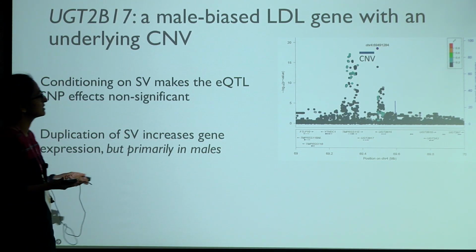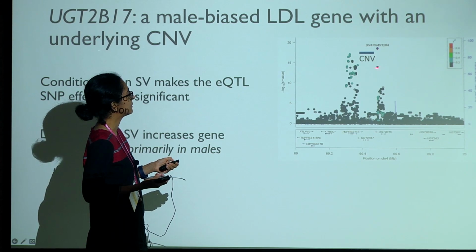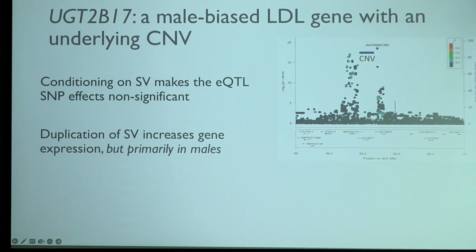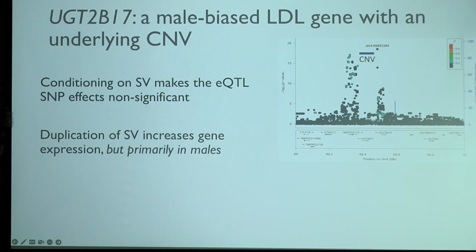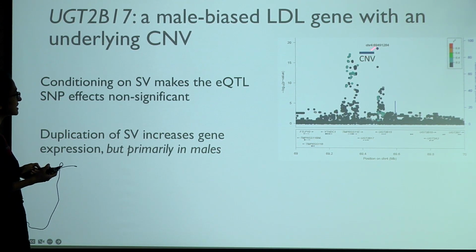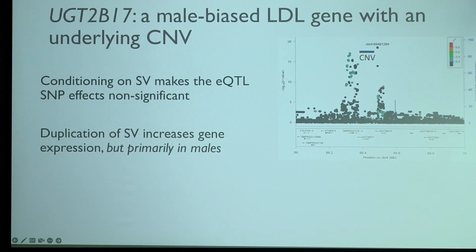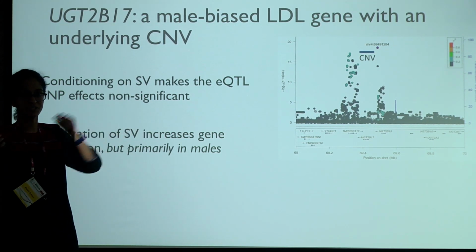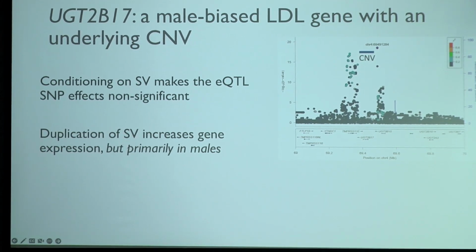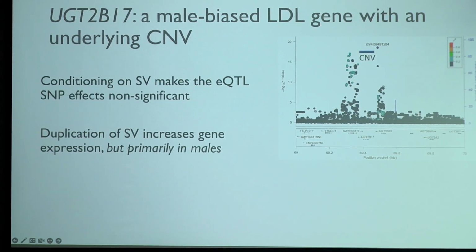What we see is that there is actually a common copy number variant at that locus. These are not single nucleotide variants, but actual deletions or duplications. About 30% of people have a copy number variant right at that locus, and it's the copy number variant that's actually capturing this GWAS signal. If we condition on that CNV, the eQTL effects go down significantly. So it's actually a duplication in that gene that increases gene expression, but for some reason, that duplication only increases gene expression in males, but not in females. We don't know why yet, and that's a story that I hope we'll find answers to at some point.